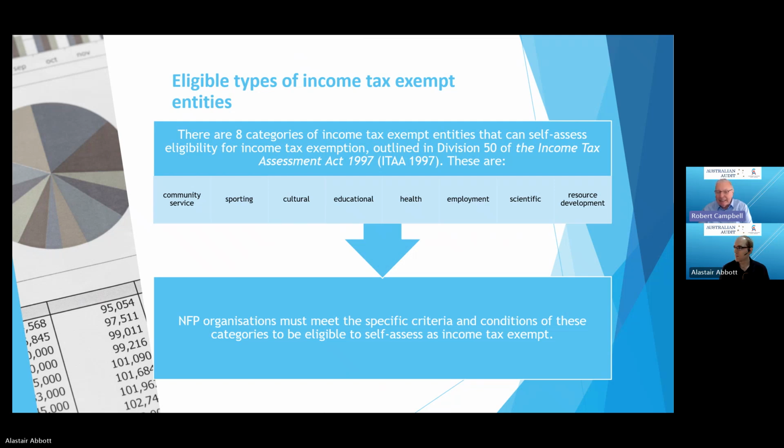Now, these 8 categories are actually quite strict, surprisingly more strict than people will imagine. Community services, sporting, cultural, educational, health, employment, scientific, and resource development. So your organisation, if it isn't a registered charity, has to find its home in one of these 8 categories. Now, NFP organisations have to meet the specific criteria and conditions for each of these categories to be able to self-assess.